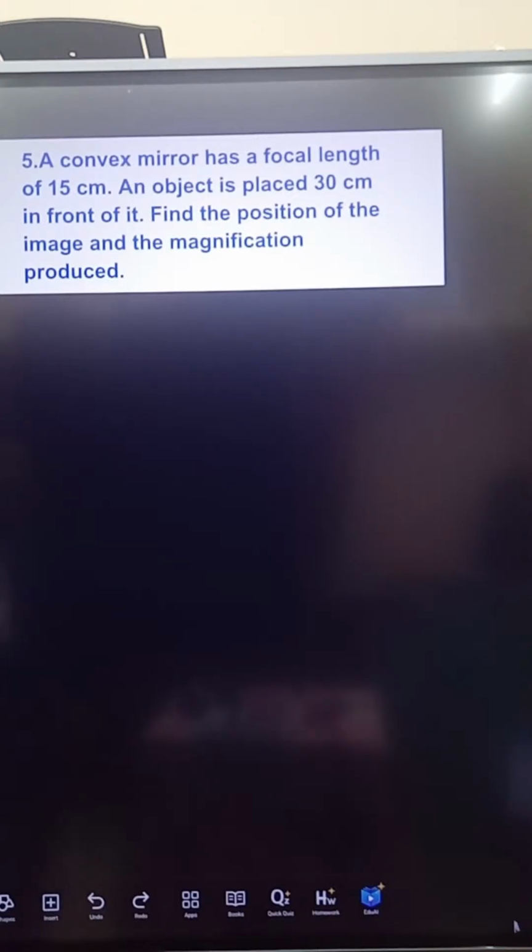Okay, now if we go for convex mirrors, you try it once. If you get the correct answer, it will be very good.